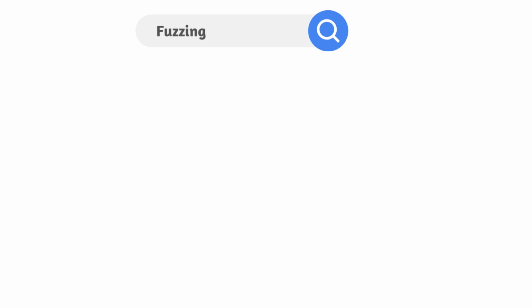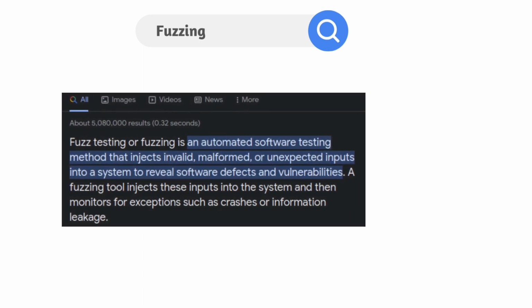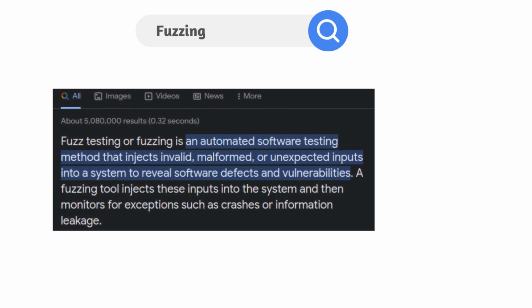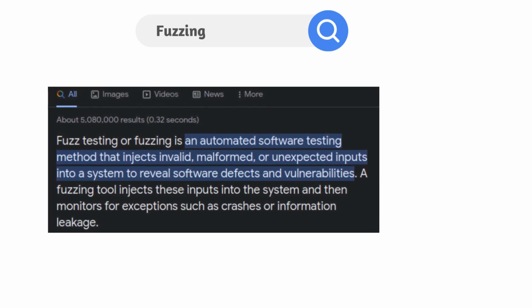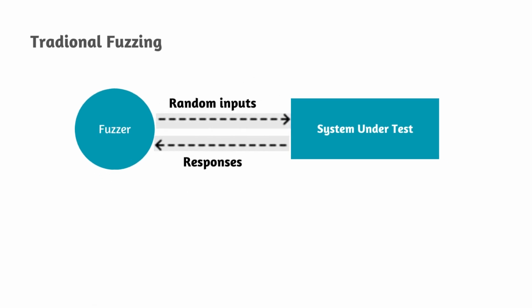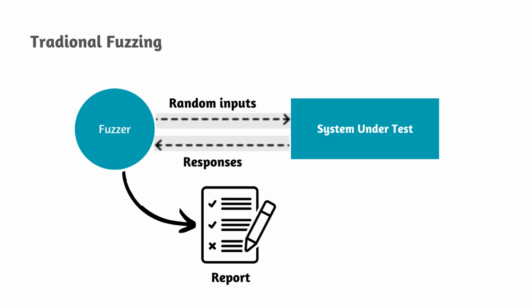know about fuzzing. Fuzzing is a software testing technique where we inject random inputs to detect software vulnerabilities or system defects. This was the case for traditional fuzzing, where a fuzzer would generate random inputs and then we would inject those inputs into the system under test. After that, the responses of the system were observed, and then a report was built, which would conclude whether it was prone to certain vulnerabilities or not.